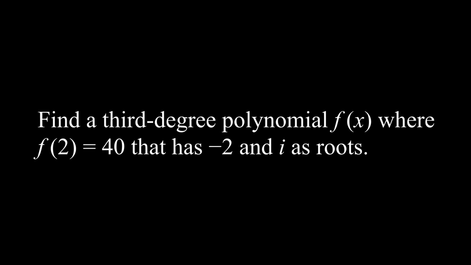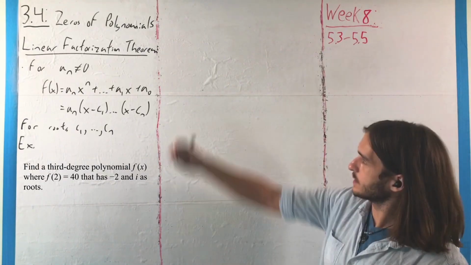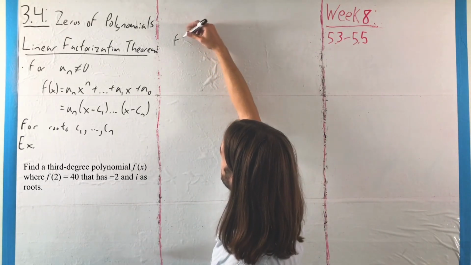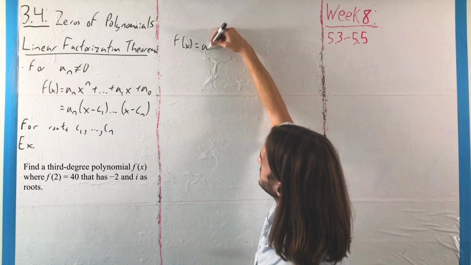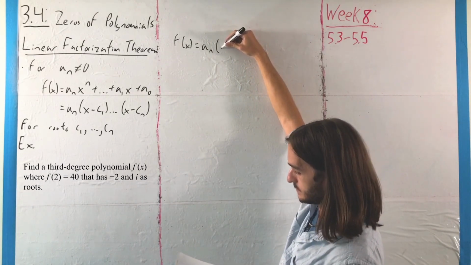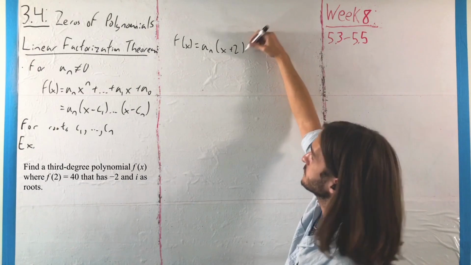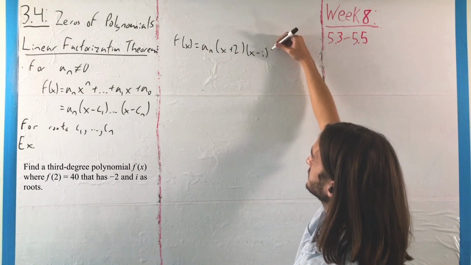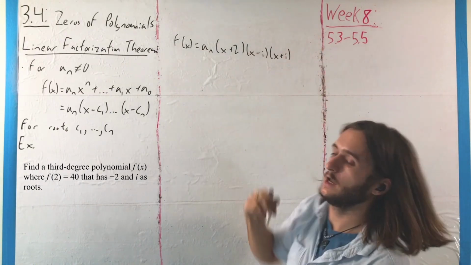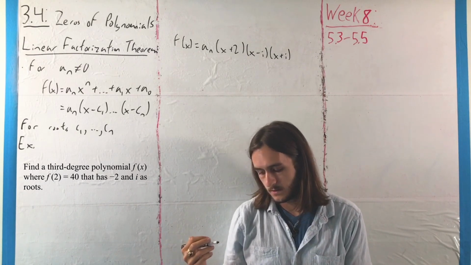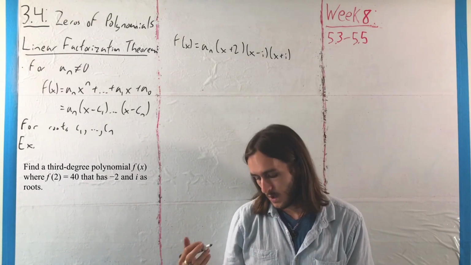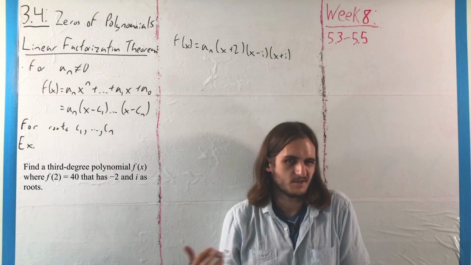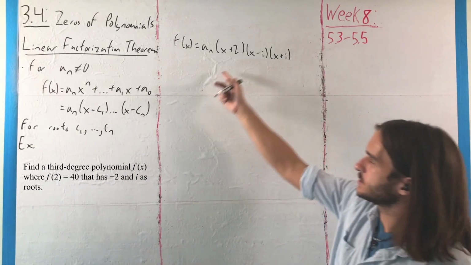So for this example, we want to find a third degree polynomial f of x where f of 2 equals 40 that has -2 and i as its roots. What we can do here is start by saying that based on the linear factorization theorem, f of x is going to be equal to some value an times x plus 2 because it has -2 as a root, x minus i because it has i as a root, and by our properties, it will also get x plus i as a root. And if we want, we can multiply this together now, or we can wait until after. Personally, I don't mind waiting until after because it's a little bit easier for me to just plug numbers in like this.